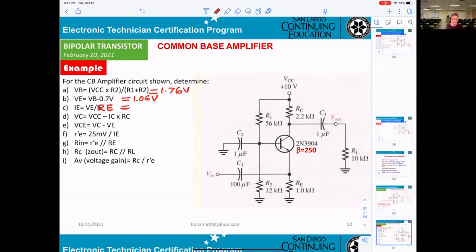The reason is I want someone to try to get the calculation done: 1.06 milliamps. 1.06 milliamp.